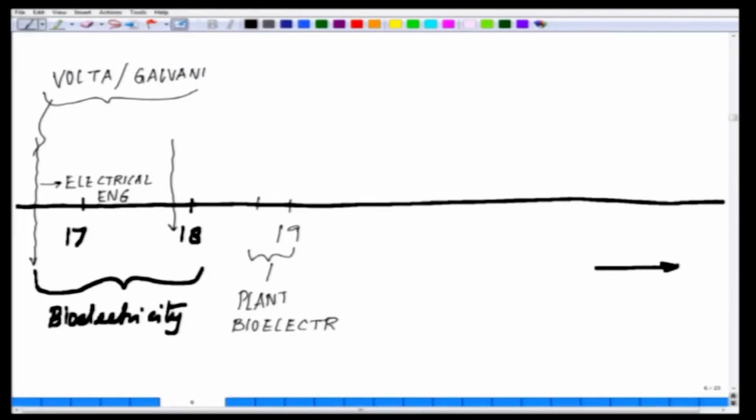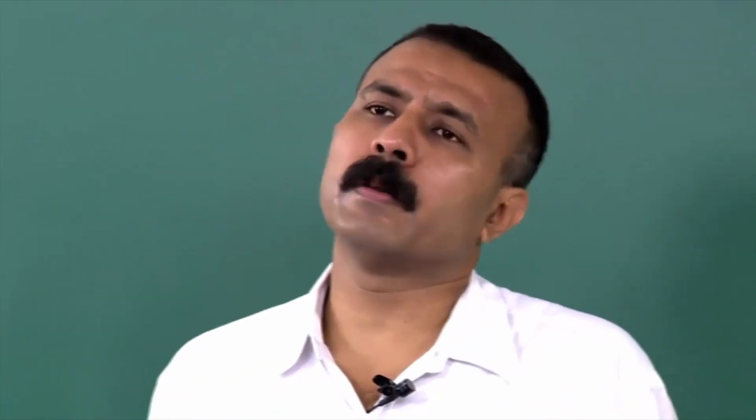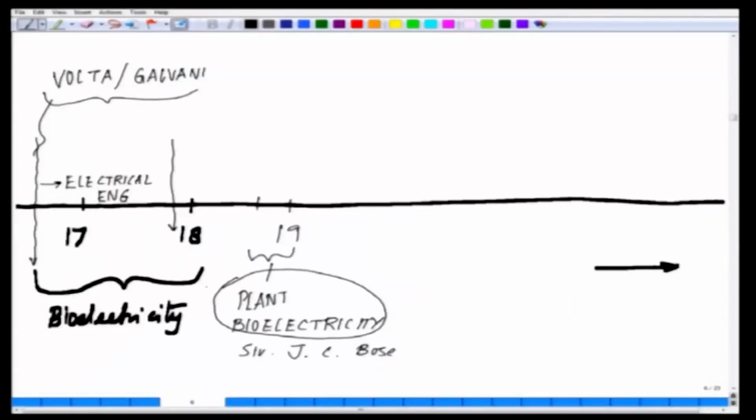There is a whole section in this course, we will be dealing with it. And the pioneer in this was Sir J.C. Bose. He worked extensively on mimosa, touch me not plant, and several other related plants which show electrical activity, and published his seminal contribution, and pretty much proved beyond doubt these plants exhibit bioelectrical phenomena.